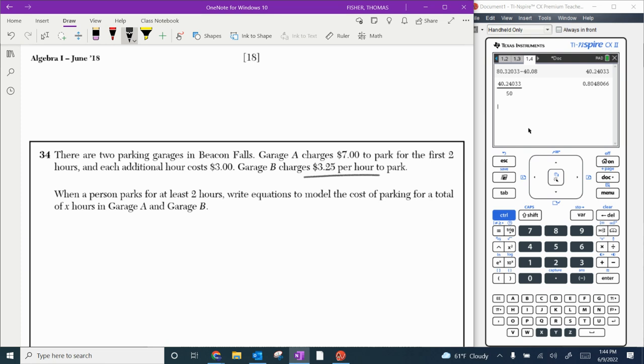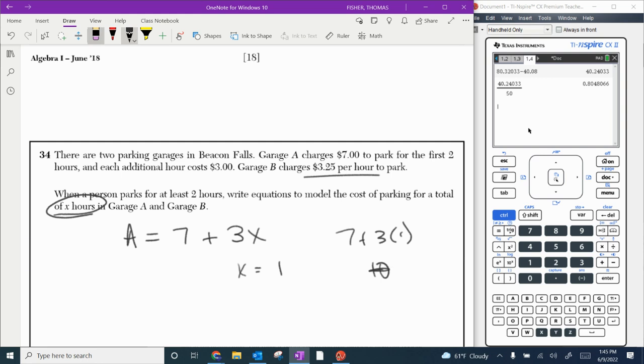So what I would do for A, it just says X, it doesn't say what to use for that. I'm just going to use A. A equals 7 for the 2 hours, and then each additional hour. So you think it would just be 3 times X. That would be nice, but it's not, because if you put in 1 there, say X equals 1, because X is the total number of hours, it's not actually going to work, because that would be 7 plus 3 times 1, which is 10. It's supposed to be $7 for the first 2 hours, and that doesn't work.